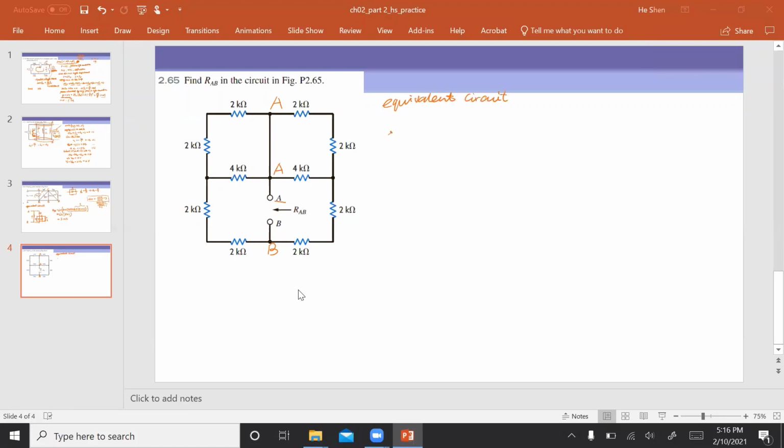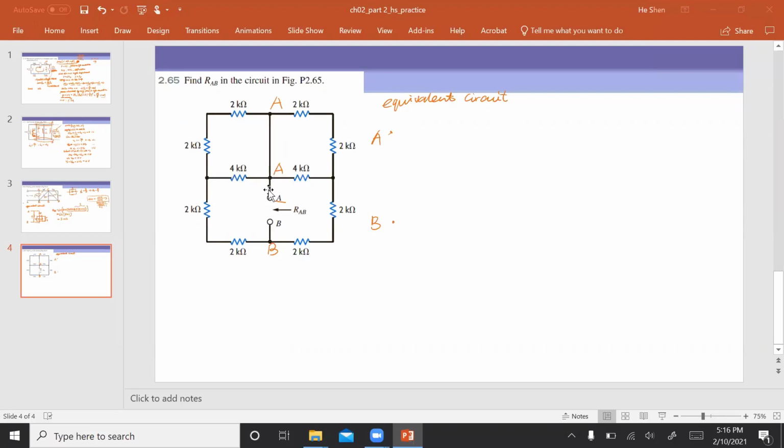And between A and B, are there any direct connections? What about the ones on the corner, left and right? Between A and B, I don't see any direct connections. It means there is only one resistor between A and B. Oh, okay. And it looks like it has to go through other elements.